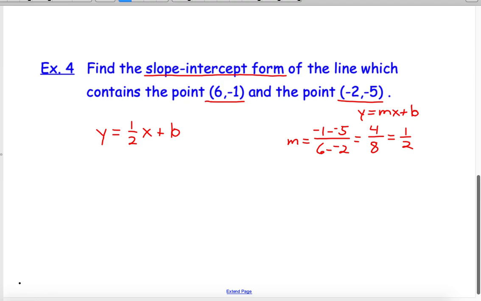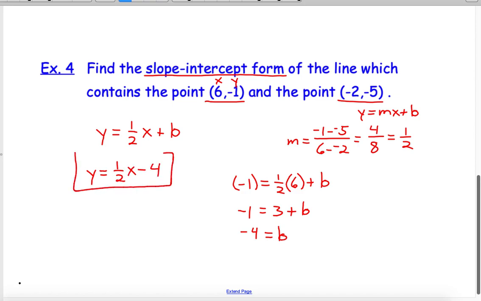But remember, this was like one of the other ones we just did. I can use one of the points, doesn't matter which one. Let's use this one. And I can substitute 6 for the x in my current equation and negative 1 for the y. And I should be able to figure out what b is. So negative 1 goes in for the y, equals 1/2 times x, which I plug in the 6 for, plus b. So I've got negative 1 equals 3 plus b. b is equal to negative 4. So now I have my m, I have my b. I can go ahead and write the answer.